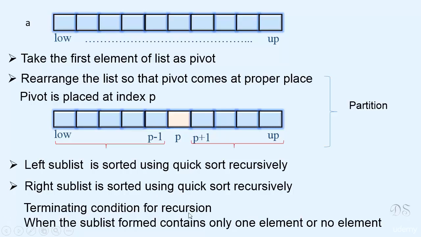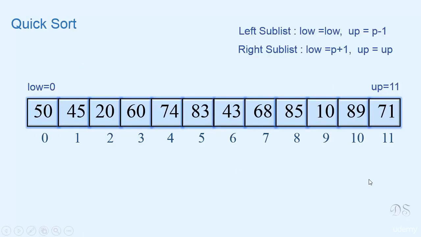And the terminating condition for recursion is when the sublist formed contains only one element or no element. And the sublist will contain one element when lower bound is equal to upper bound and it will contain no element when lower bound is greater than upper bound. So now let's take an example and understand this procedure. This is an array of 12 elements and we'll sort it in ascending order using quicksort. Here we'll focus only on the recursion procedure. The process of placing the pivot is discussed in the next lecture.